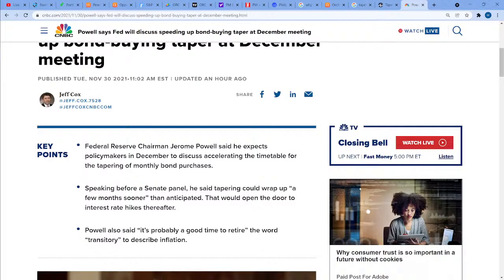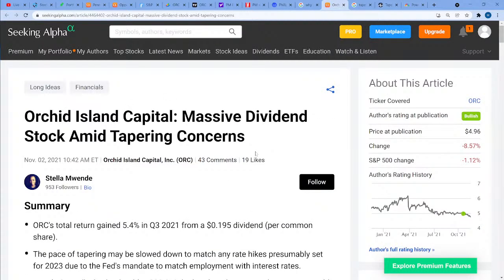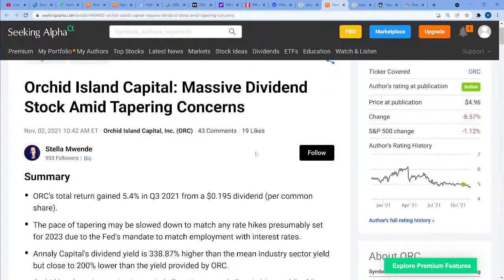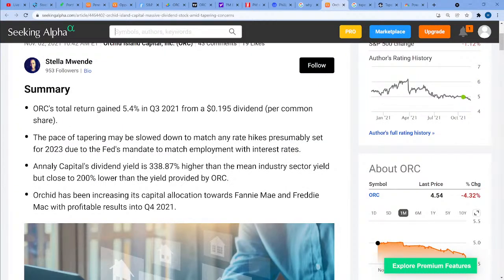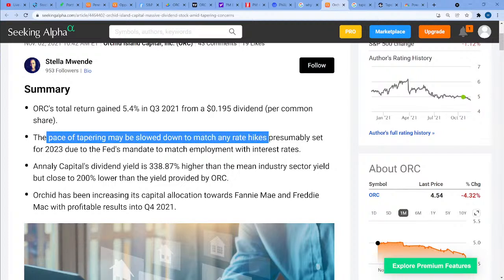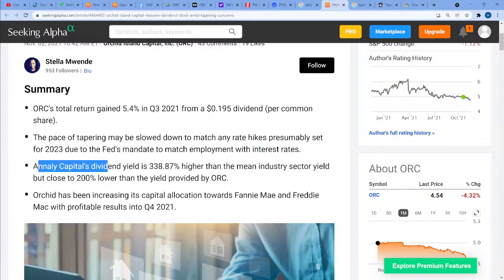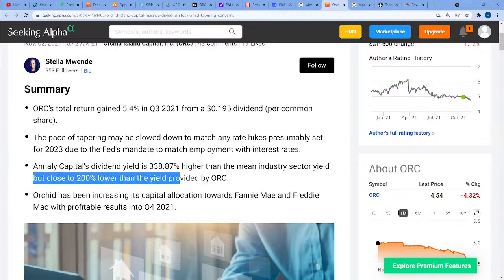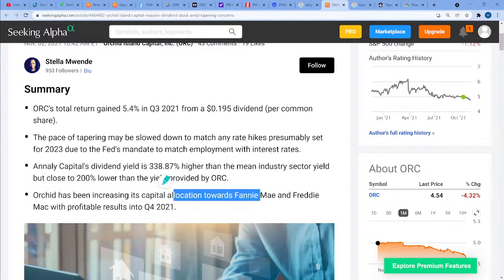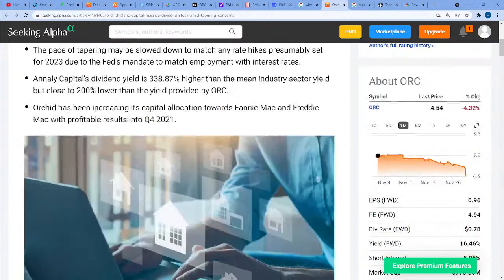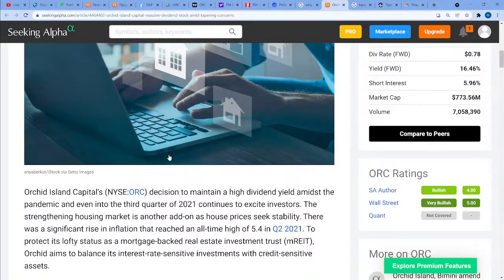They're wanting to stop the purchase of these bonds. Okay? And that is what they're doing right now. So they're slowing everything down. And I want to see how this affects ORC, because I really don't even know what this company is. Pace of tapering may be slowed down to match any rate hikes. Orchid. Decision to maintain a high dividend yield amidst pandemic, even the third.